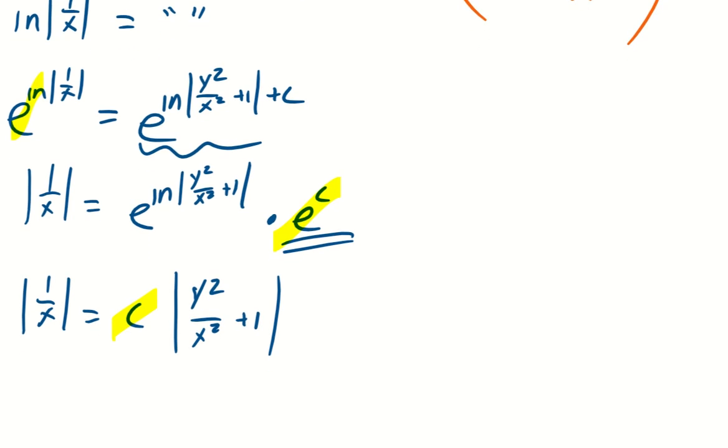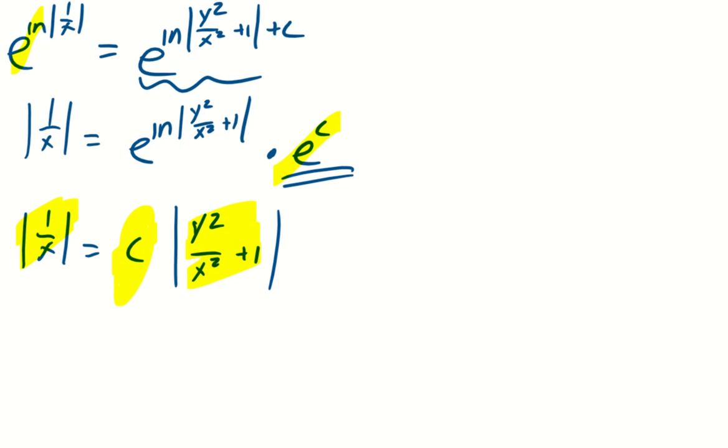And now the question is, can we remove those absolute value signs? On the right-hand side, we have this y squared over x squared plus 1. That's guaranteed to be positive. Hence, we could remove those absolute value signs. On the left-hand side, we could remove them in the sense that the plus and minus, so to speak, will absorb into that arbitrary constant, right? Plus and minus c, yeah, we're good. So we have the following now. 1 over x is equal to c times the quantity y squared over x squared plus 1.